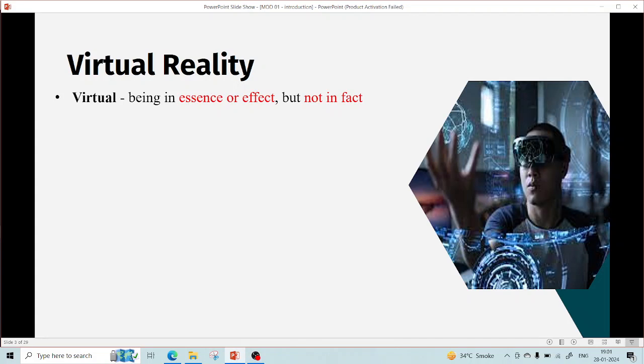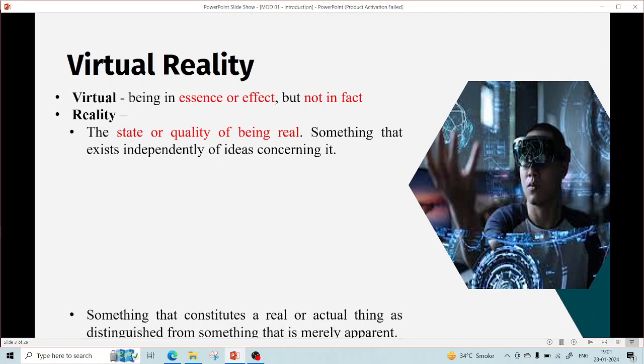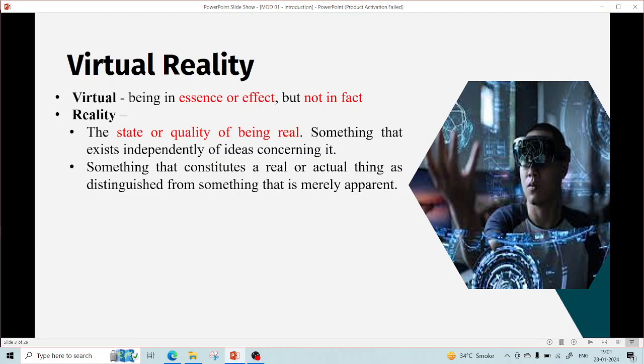So that is virtual, and reality is about the state or quality of being real, something that exists independently of the ideas concerning it, and something that is considered a real or actual thing as distinguished from what is merely apparent.